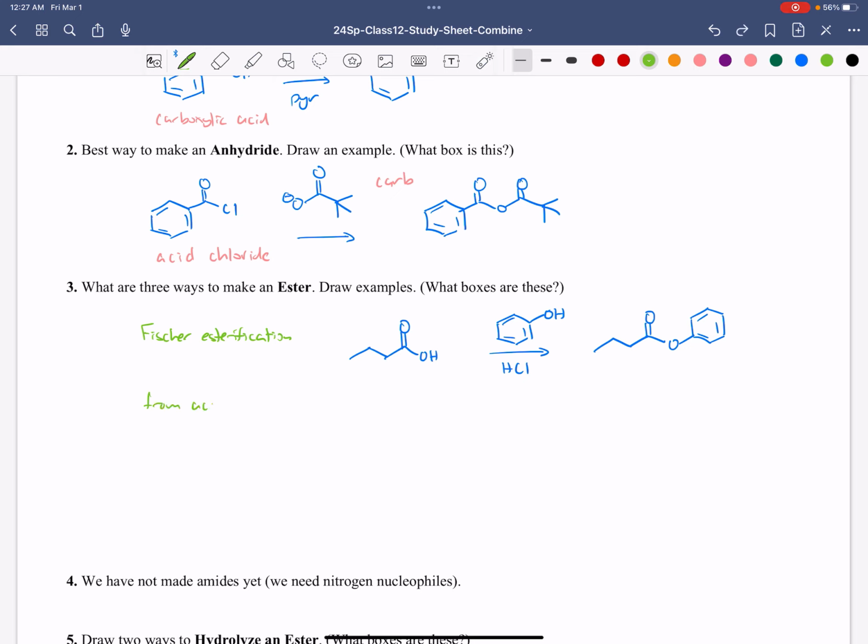This is not acid catalyzed because you know that acid chlorides are very reactive. And so we just mix those two, and we get the same product.